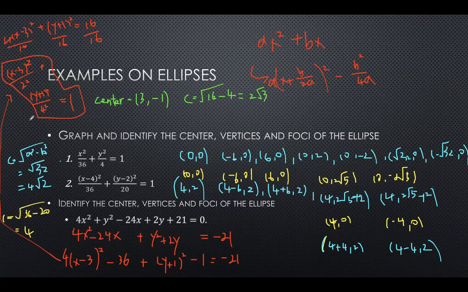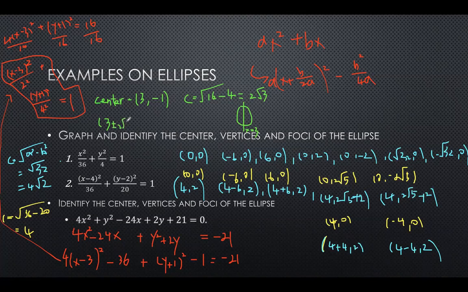Because you are dividing a bigger number on y, the graph is a stand-up egg. The major axis is here. It's supposed to be the y-axis, but you move to the new center, so the major axis becomes x equals 3. So the foci is on 3 plus and minus 2 radical 3.